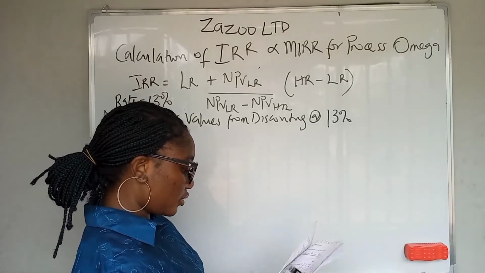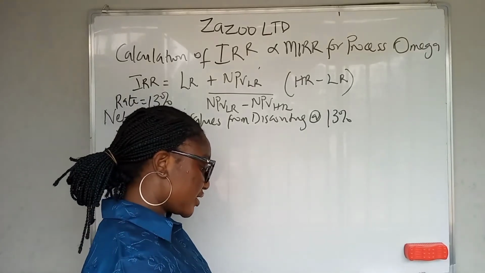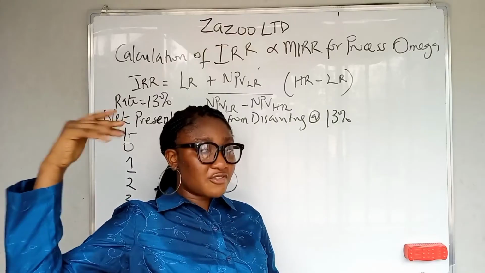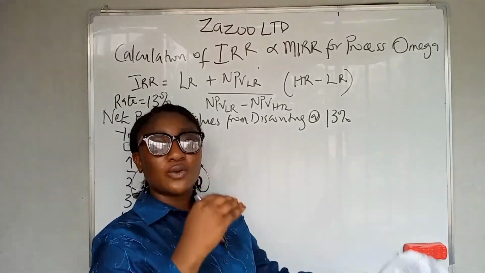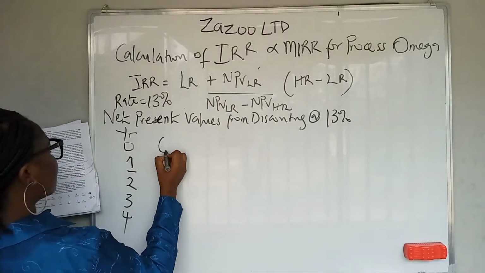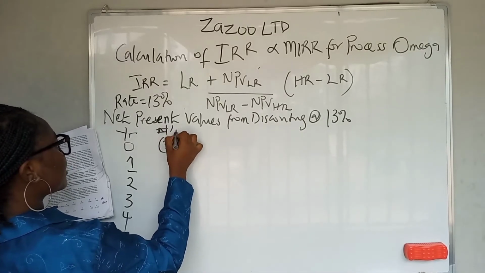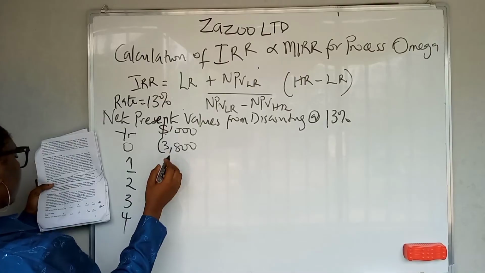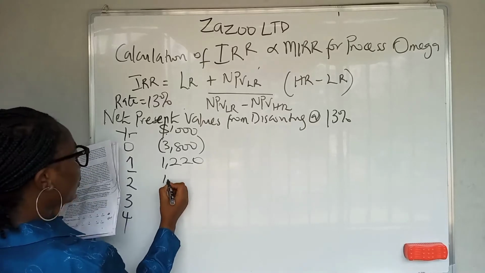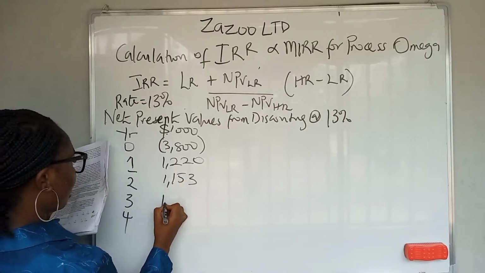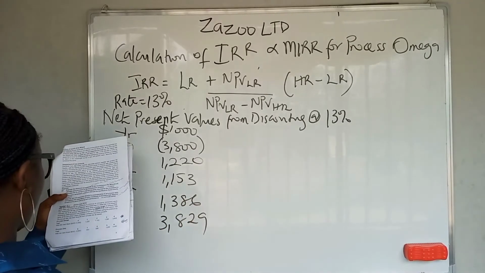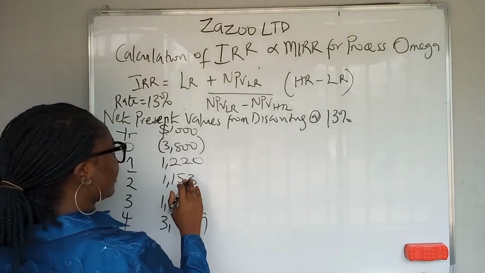What did they say about process omega? So let's check it. They said for process omega, their after-tax cash flows. So straight to the point. They didn't start giving you sales. You remember the previous question we saw? They gave you sales, variable cost. You're the one that was computing. What you need is your after-tax cash flows. They gave it to you as, in year 0, 3,800,000. So you write it, abbreviate to millions, 3,800,000. Then you have 1220. Here you have 1153. Here you have 1386, and here you have 3829. Does that make sense? That's for process omega. You have no business with process zeta in this question.